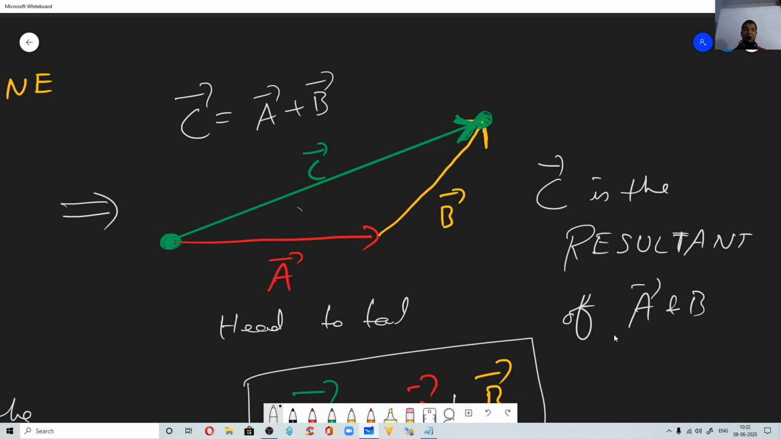So this is the rule. This is a simple rule you need to consider when you are adding vectors. Now I had taken two vectors A and B, right? If you join the tail of the first vector to the head of the second vector, you are getting a line. That line itself is the resultant, and its direction will be from the tail of the first vector to the head of the second vector.